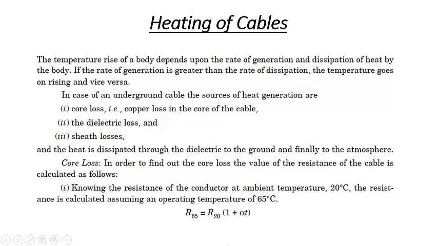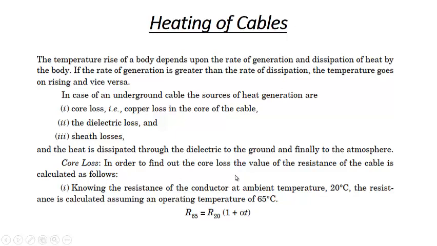So in case of underground cable, there are three sources of heat. That is the core loss, it's actually the conductor loss, the copper loss in the core cable, it will be I square R loss. The dielectric loss, that is the loss in the dielectric, and the sheath loss in the sheath due to the eddy currents. Finally the heat will be dissipated in the atmosphere. The first to be discussed is the core loss.